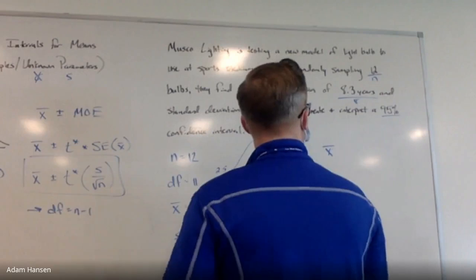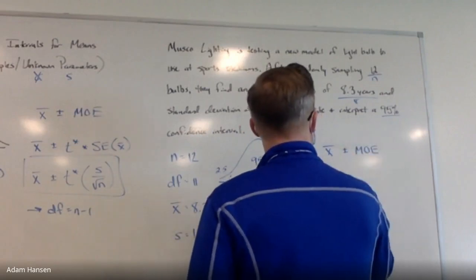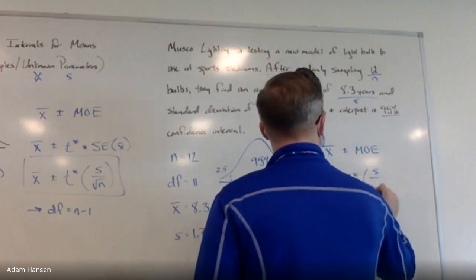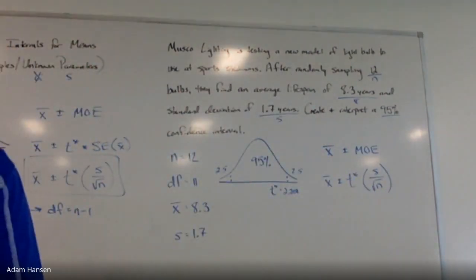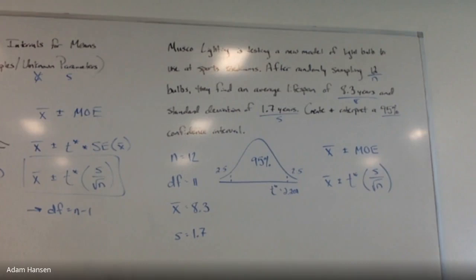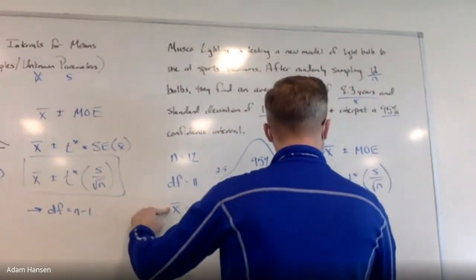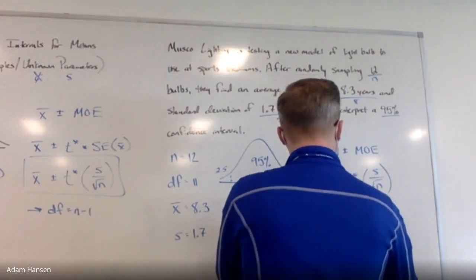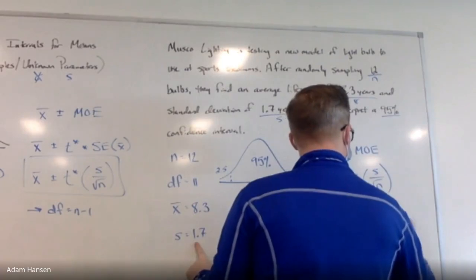Here's our confidence interval: sample mean plus or minus our t-score times the standard error, s over root n. Let's see. 8.3 plus or minus 2.201 times 1.7 over the square root of 12.